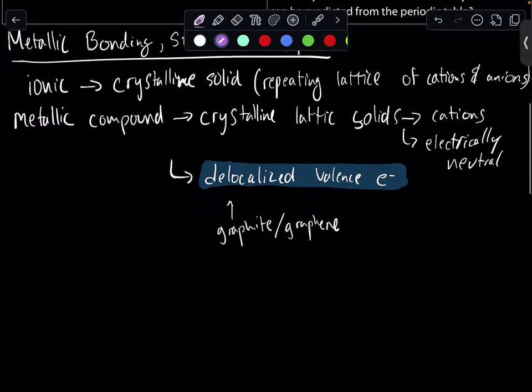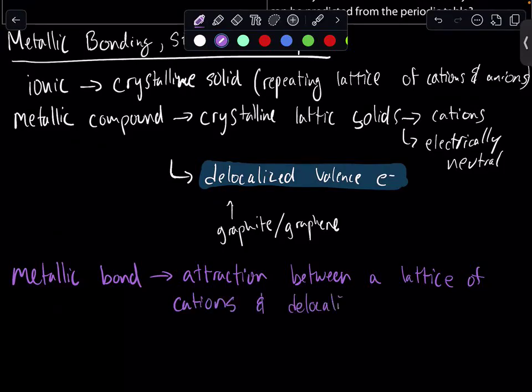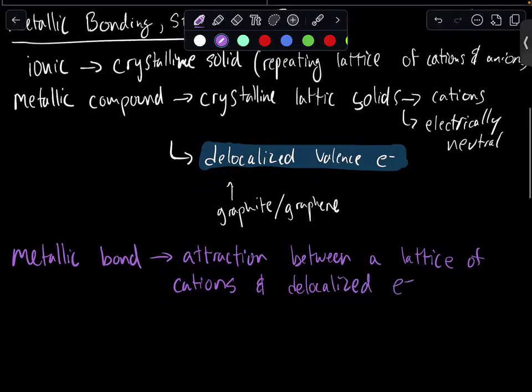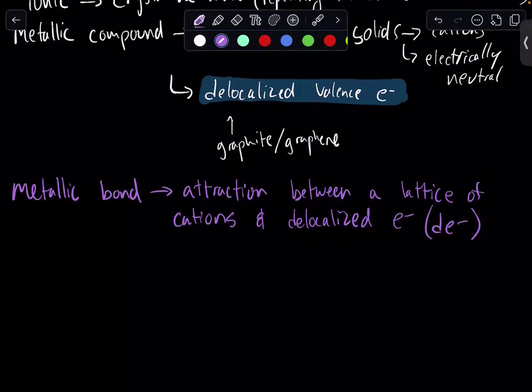Much like we introed at the top, when we look at a metallic bond, it's different than our ionic and covalent bonds because it's not between two atoms. This is specifically the attraction between a lattice of cations, which are once again positive ions, and delocalized electrons. So I think I'm going to start saying DE for delocalized electrons. We're going to write it a lot, so let's try and figure out a way to shorten that.